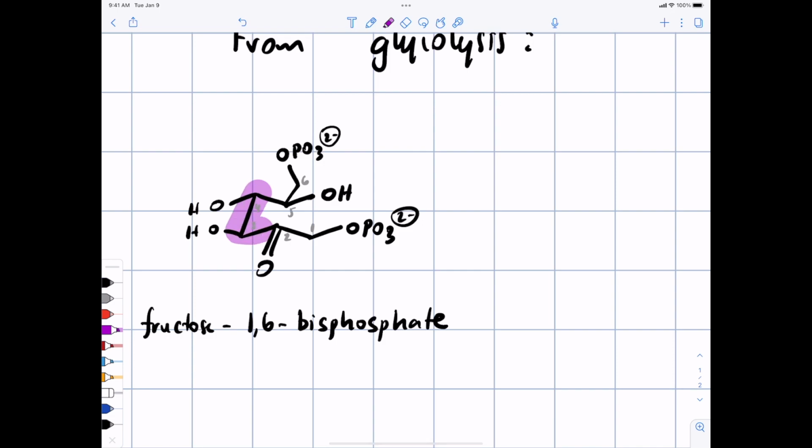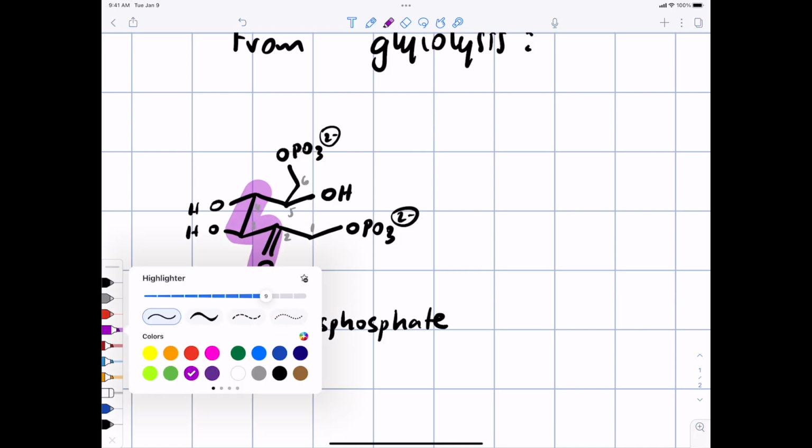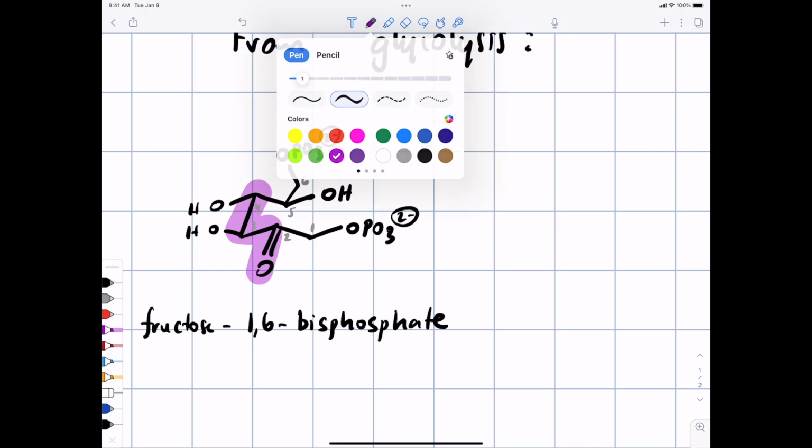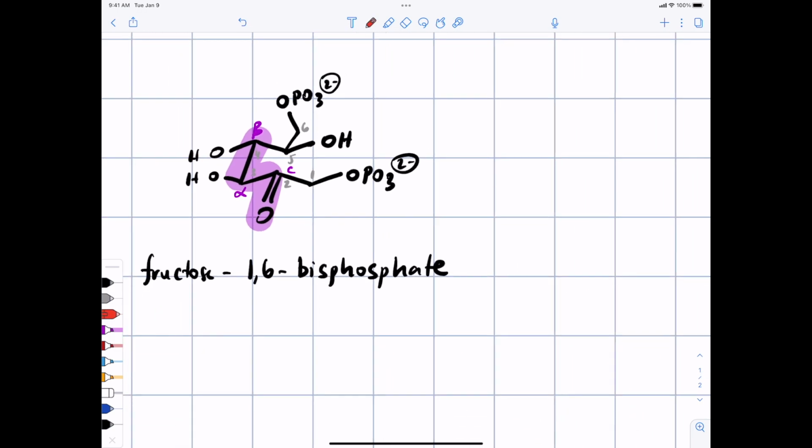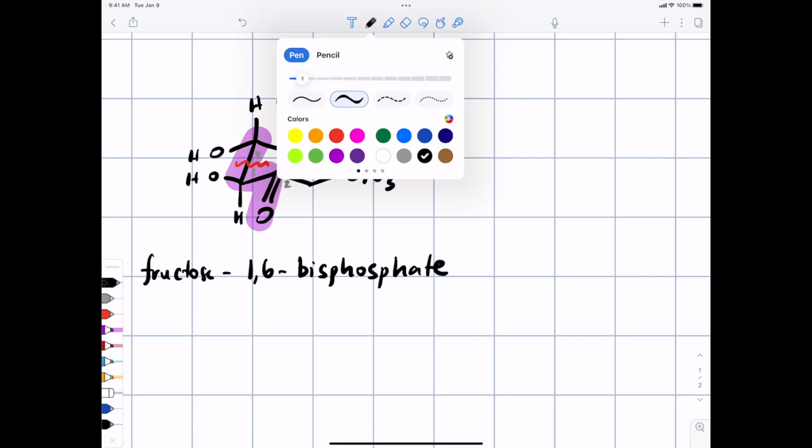Or alternatively, let's just use, sure, we can use purple. Carbonyl carbon, alpha carbon, beta carbon. Which means that this bond between alpha and beta carbons could have been made via an aldol reaction, and that bond can be broken by a retroaldol reaction. It may be helpful here to draw in protons that were implied but not originally shown.